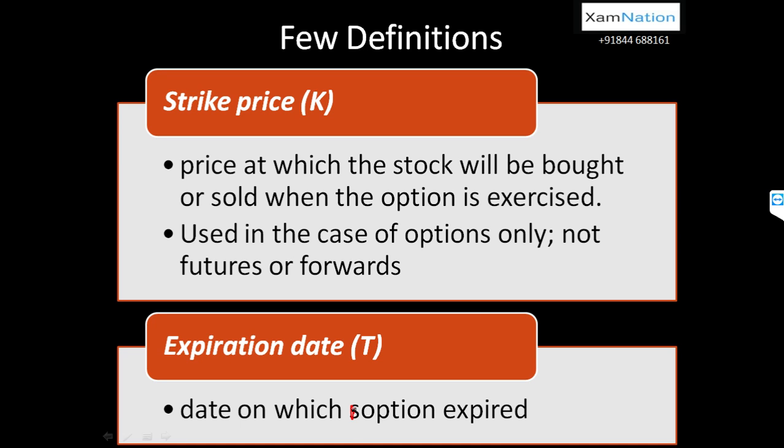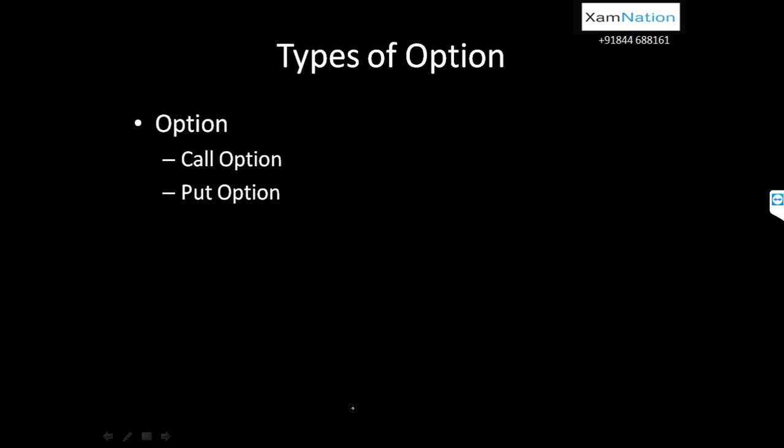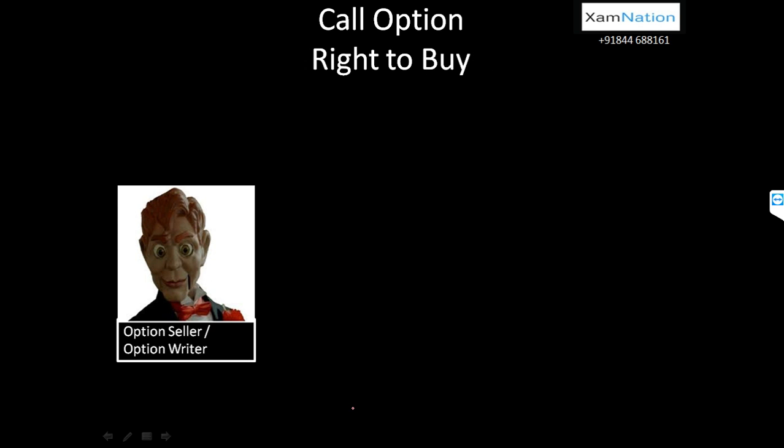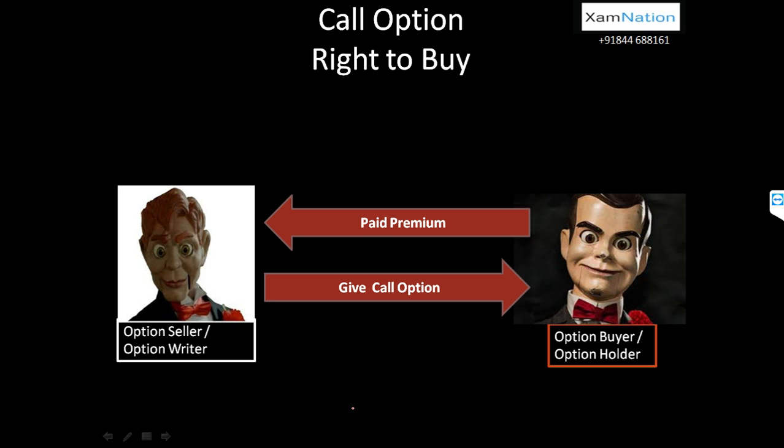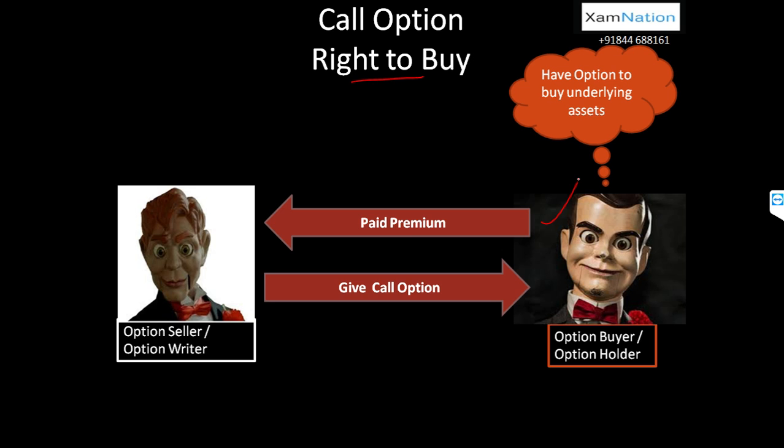Now we will try to understand in more detail. There are two types of options, call option and put option. Let's say this is a person like in our last figure. Now this person, the option buyer, paid some premium to the option seller. In return, the option seller gives him a call option. Now what is the call option? Call option is nothing but your right to buy. As soon as he bought the call option, he gets the right or option to buy the underlying asset. Right or option, you can say the same thing. He has the right to buy the underlying asset. Whether he exercises the option or not is up to this person.